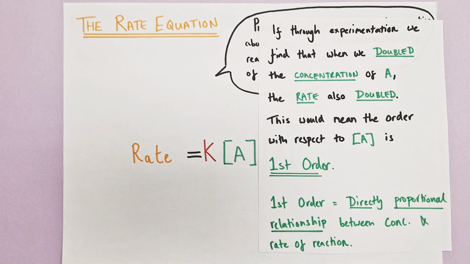So let's look at reactant A, for example. If we found from experimentation that doubling the concentration of A also caused the rate of reaction to double as well, this would mean this is first order with respect to reactant A. In other words, there's a directly proportional relationship between changing the concentration of reactant and its effect on rate of reaction. When A doubles, the rate doubles. Hence it appears in the rate equation.